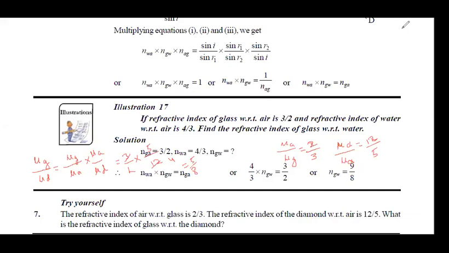Okay? 5 by 8. Now, logically you can think, you have to find refractive index of glass with respect to diamond. Think about it. Then will the relative refractive index be greater than 1 or less than 1? Tell me. It should be greater than 1 or less than 1.